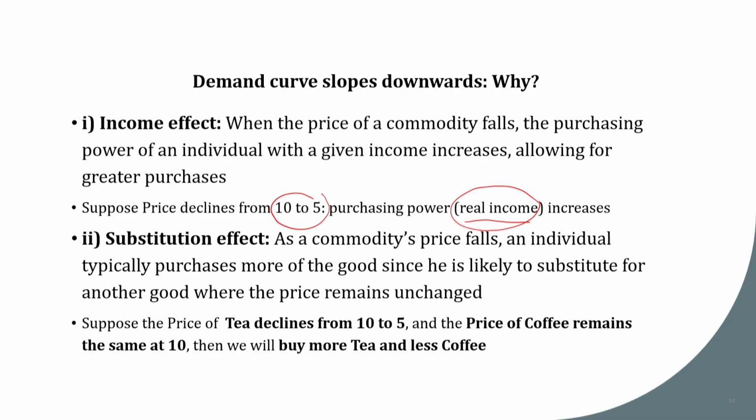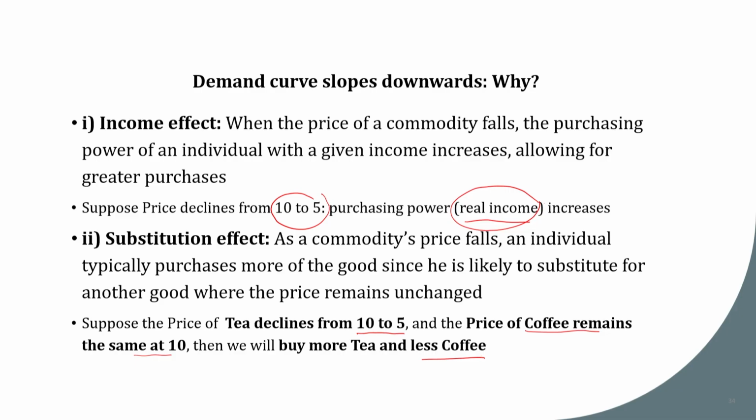So in this case, suppose the price of tea declines from 10 to 5 and the price of coffee remains the same at 10 itself. Then what's going to happen? You know that when the price of tea declines to 5 from 10 and the price of coffee remains the same, you are going to demand more tea and less coffee, because now you see that tea is much cheaper.